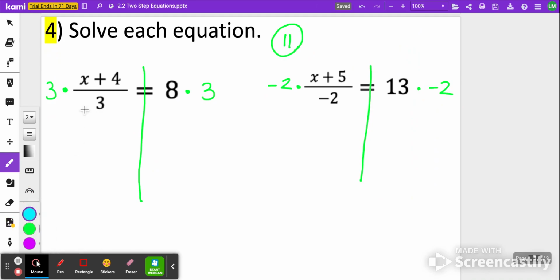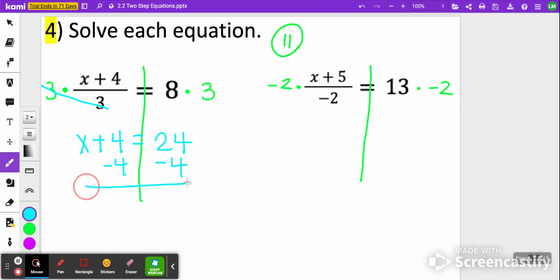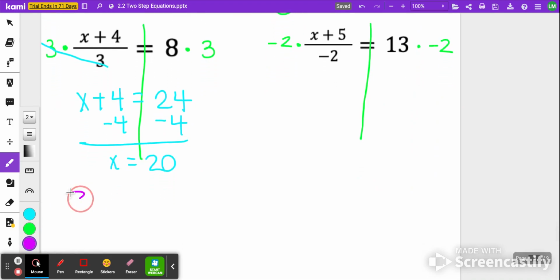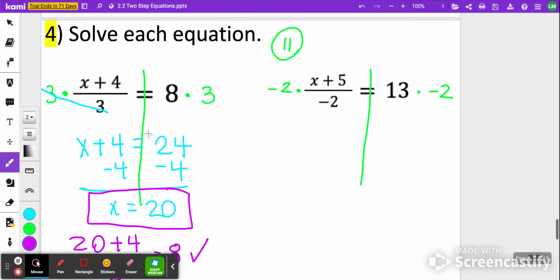So this first one, I gave you a hint. Multiplying by 3 on both sides will allow us to cancel out this 3. So all that's left is x plus 4, and 8 times 3 is 24. Then we subtract 4 from both sides. We get x is equal to 20. A good way to make sure you're doing this right, again, is to check your work. So I just plug in 20 where the x was. Is 20 plus 4 divided by 3 equal to 8? It is. So we know that 20 is my correct solution.